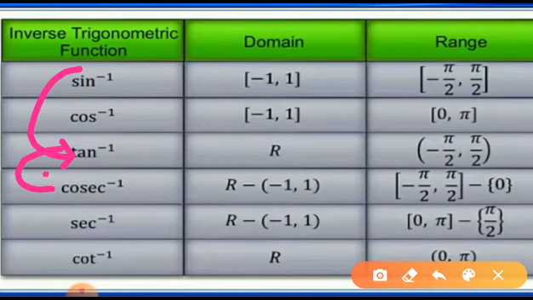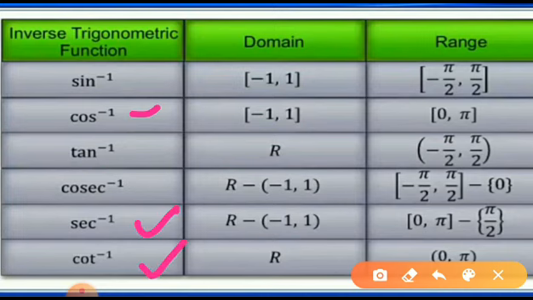And cosec inverse, what will it be? Closed interval minus pi by 2 to pi by 2, minus 0. Why minus 0 there? Because cosec is 1 by sine and cosec is not defined at 0, and hence the range of cosec inverse will be the closed interval minus pi by 2 to pi by 2 minus 0. Is that clear? So sine inverse, tan inverse and cosec inverse are in one group: sine, tan, cosec.